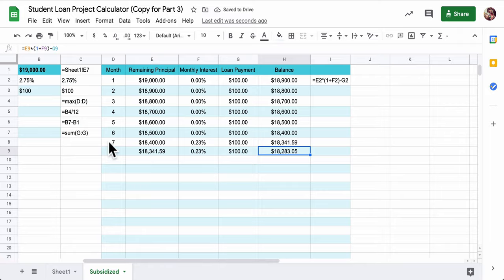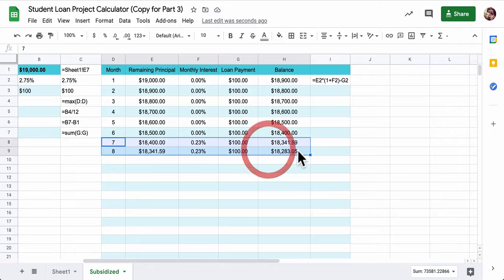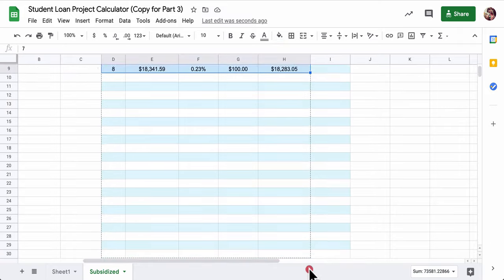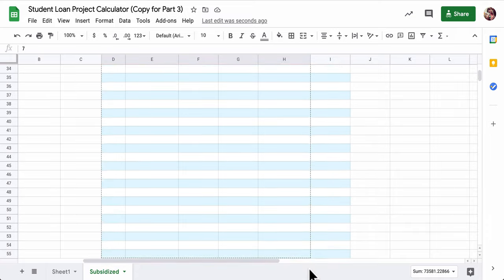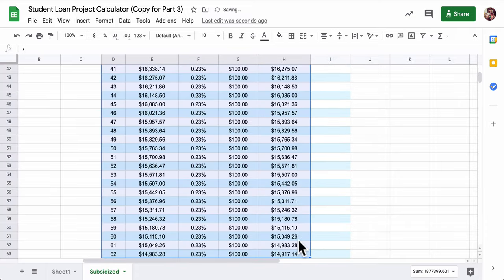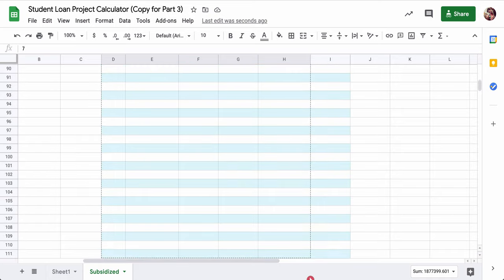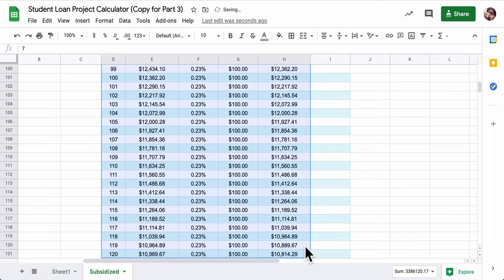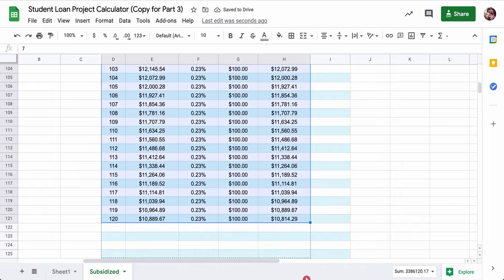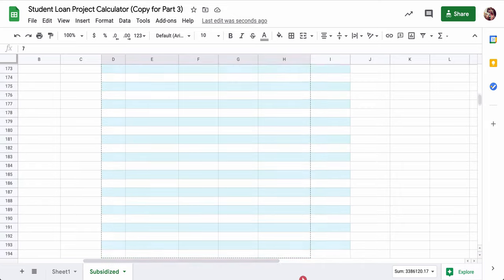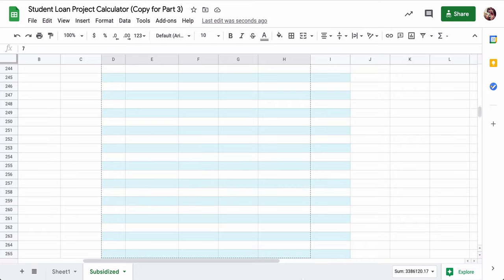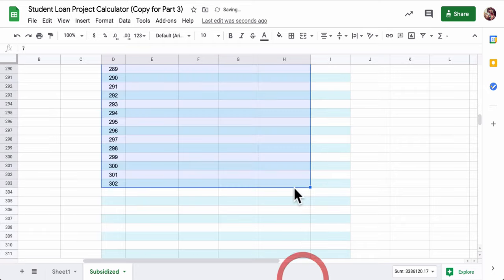But how long is it going to take? Let's click this and bring it down. So now we're just scrolling, and we're going to check it. Okay, so it's been 62 months, and we're only at $14,917.14. And what you're going to do is keep going. Not there yet. Keep going. And we're almost there. Let's see.